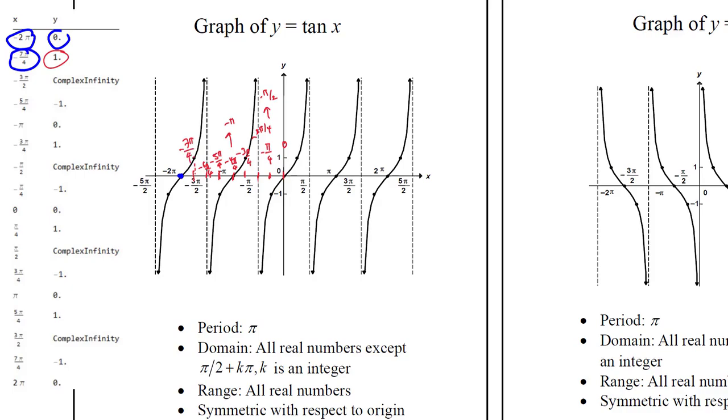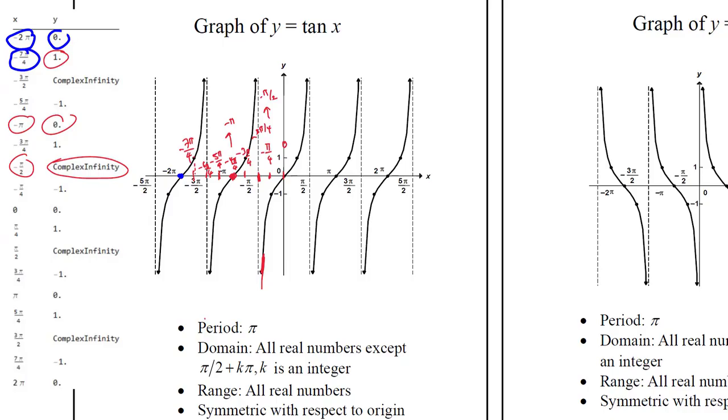So when you look here, at -pi, you get 0. -pi is here, 0. When x equals -pi over 2, the answer is infinity. -pi over 2 is here, and infinity. The graph is like this.